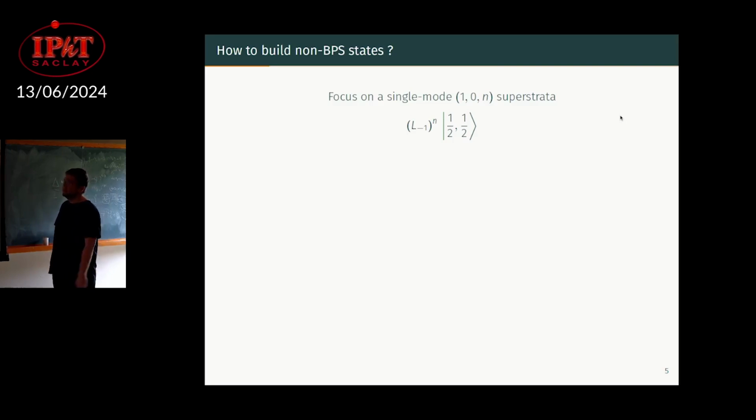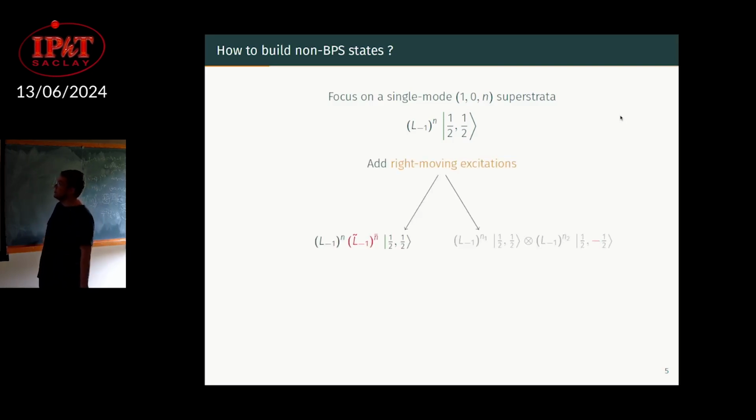Now we want to construct non-BPS states that generalize these superstrata, and the way to do it is to add right-moving excitations. And there are essentially two nice ways we can do that. The first way is to use the right-moving generators. We can add a certain number of powers of the right-moving generators, and then this state will preserve no supersymmetry.